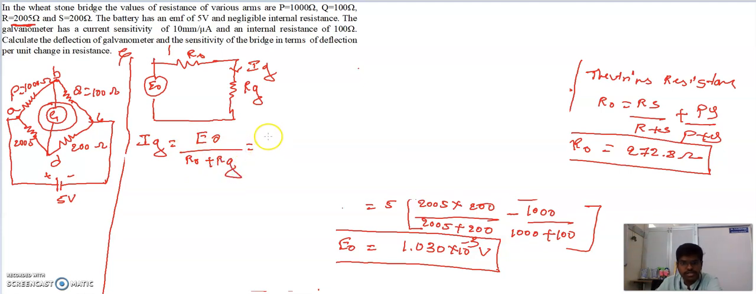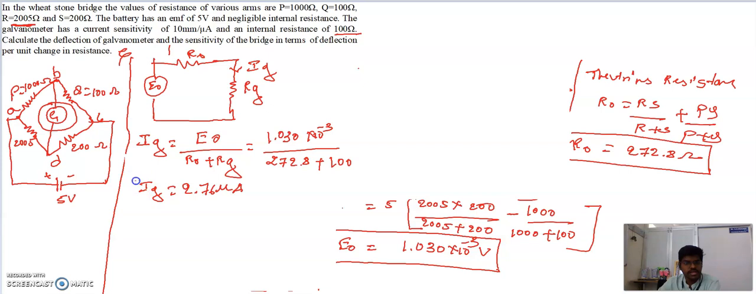The value of E naught we just calculated is 1.030 into 10 raised to minus 3 volt, divided by R naught, which is 272.8 ohm, plus the value of galvanometer resistance, which is given. The internal resistance of the galvanometer is 100 ohm, so plus 100. If we calculate this, Ig will be 2.76 microampere, that is 10 raised to minus 6 ampere. So we got the value of Ig now.